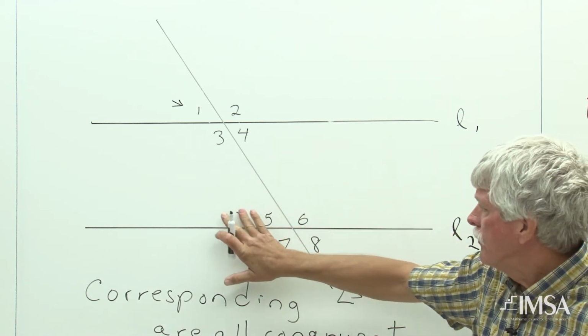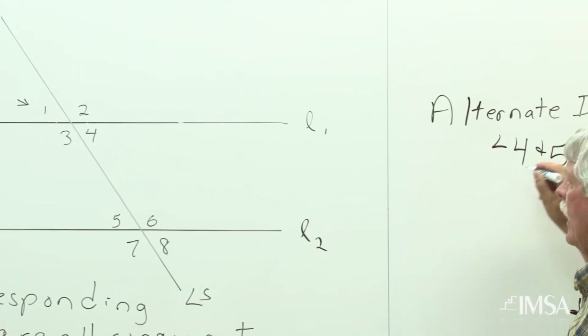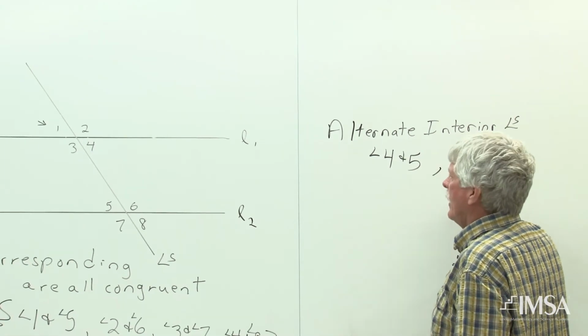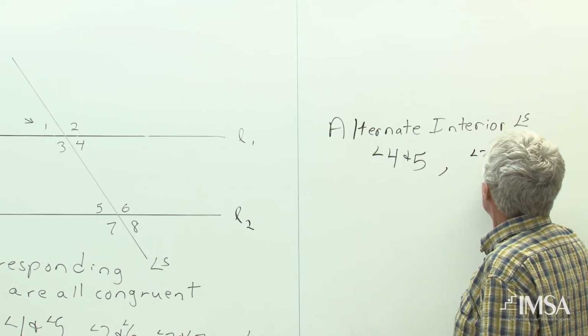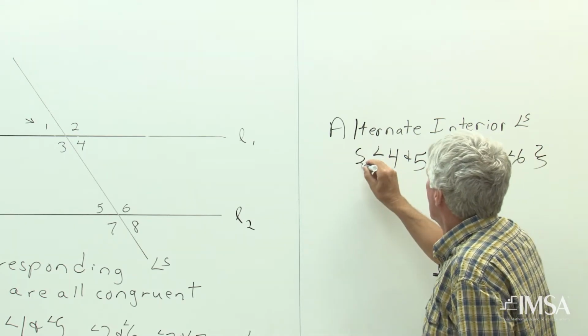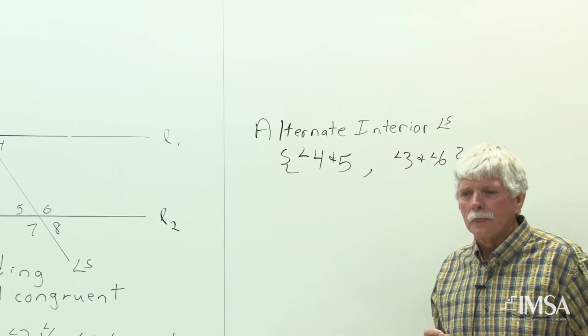So we look again at these angles and we can identify those alternate interior angles. And again, they are congruent. We have the sets of angles, angle 4 and angle 5. They are congruent. And we also have angle 3 and angle 6. They make up the set of alternate interior angles, and again, they're congruent.